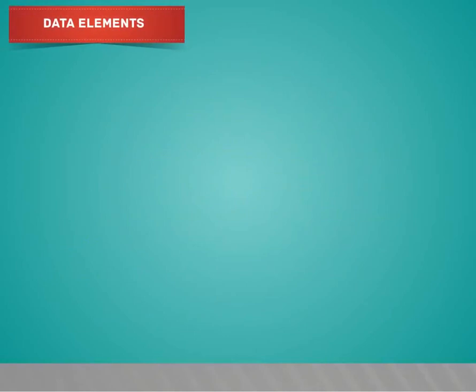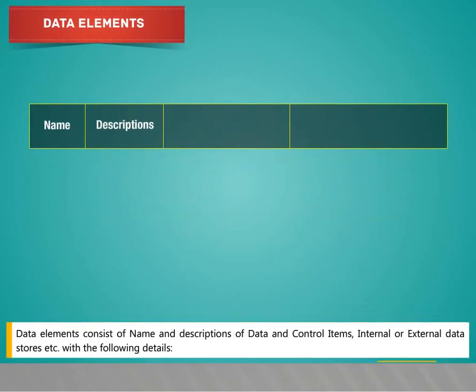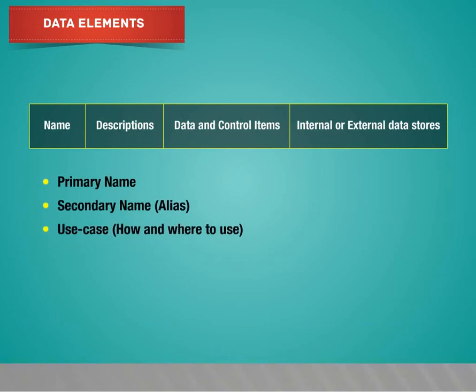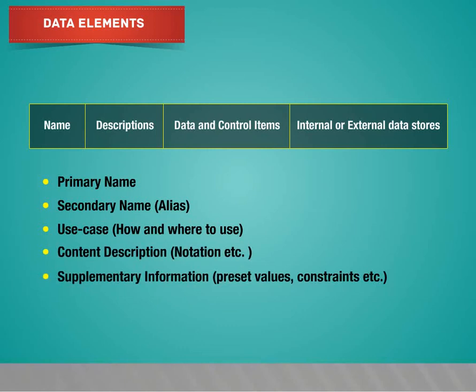Data elements. Data elements consist of name and descriptions of data and control items, internal or external data stores, etc. with the following details: primary name, secondary name, that is alias, use case, how and where to use, content description, notation, etc. Supplementary information, preset values, constraints, etc.